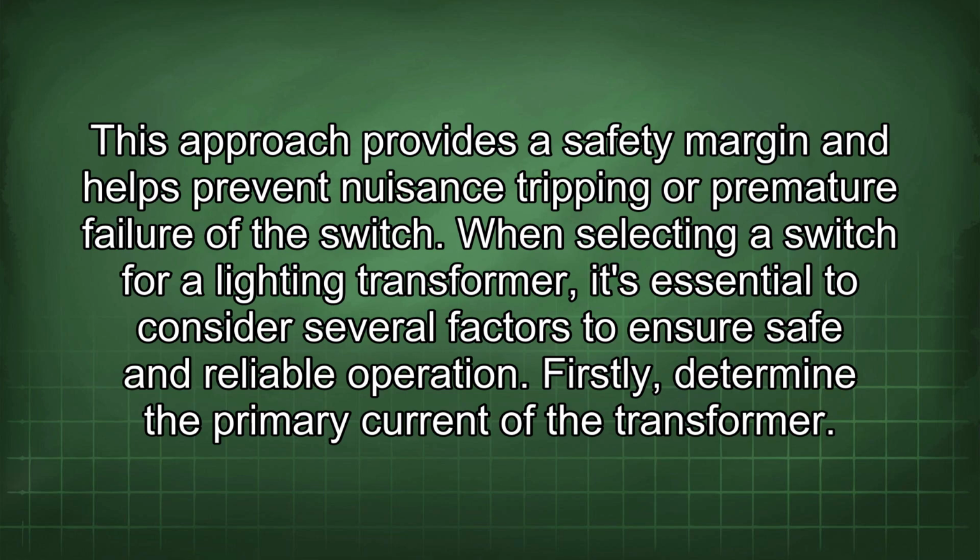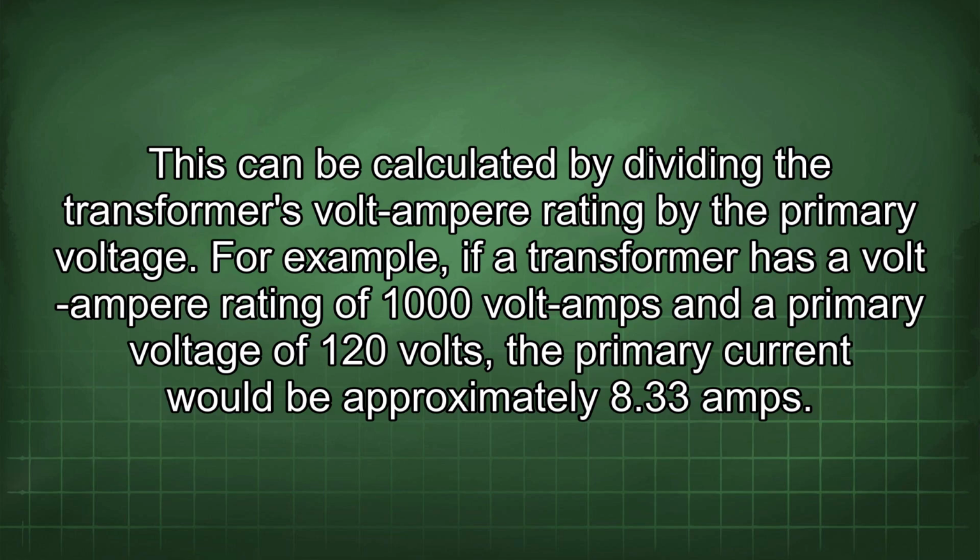Firstly, determine the primary current of the transformer. This can be calculated by dividing the transformer's volt-ampere rating by the primary voltage. For example, if a transformer has a volt-ampere rating of 1000 volt-amps and a primary voltage of 120 volts, the primary current would be approximately 8.33 amps.